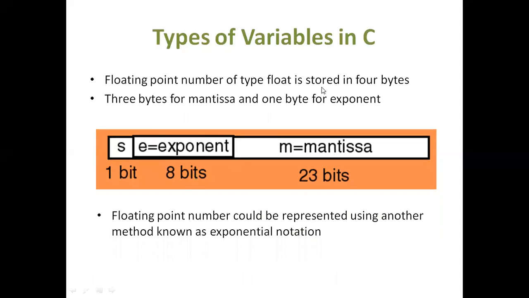Now the floating point is stored in 4 bytes, so 3 bytes are reserved for the mantissa, meaning the actual value, and 1 byte is reserved for the exponent, meaning the power. And from these 24 bits, 1 bit is reserved for the sign, whether it is positive or negative. Floating points can also be represented using another method which is known as the exponential notation.